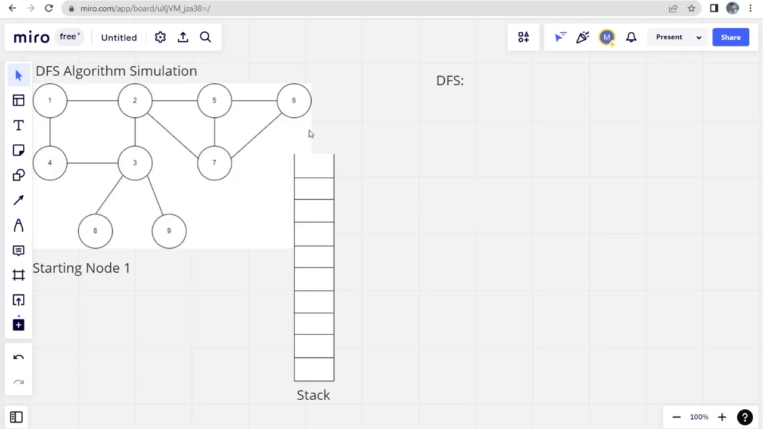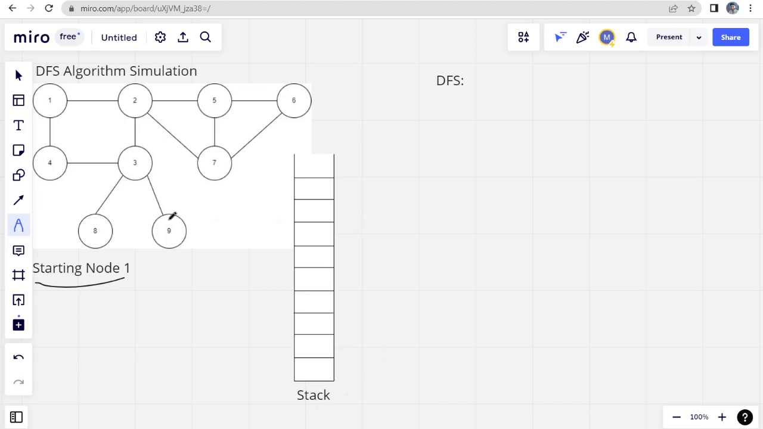Hello, so today I want to show you guys DFS Algorithm Simulation. So here we can see that for our DFS Algorithm Simulation, our starting node is 1 for this given graph, and we will be needing the data structure stack for our DFS Algorithm Simulation.